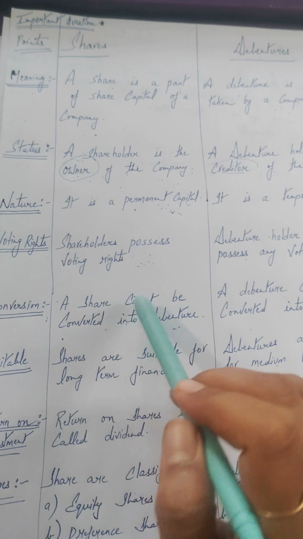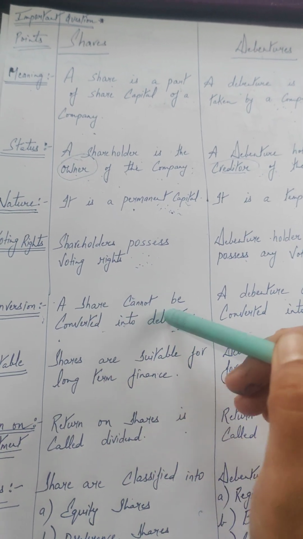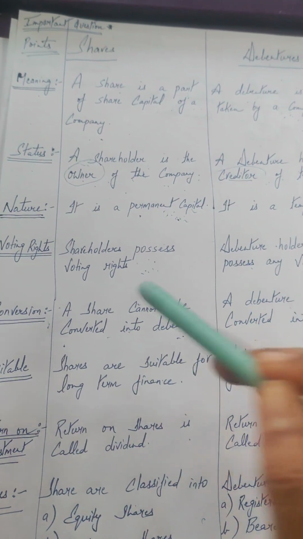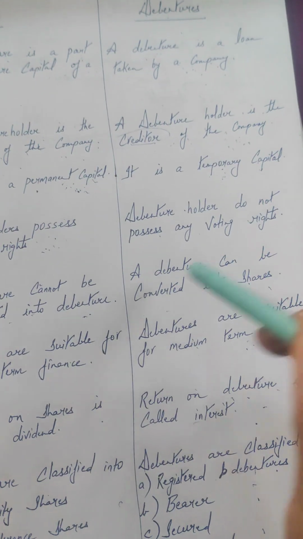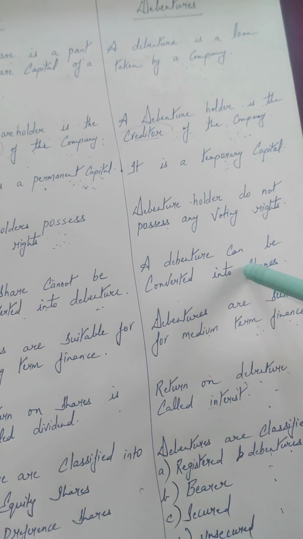Conversion. A share cannot be converted into a debenture. If I have a share, I cannot convert that into a debenture, into a loan. But a debenture can be converted into a share. The opposite of that.